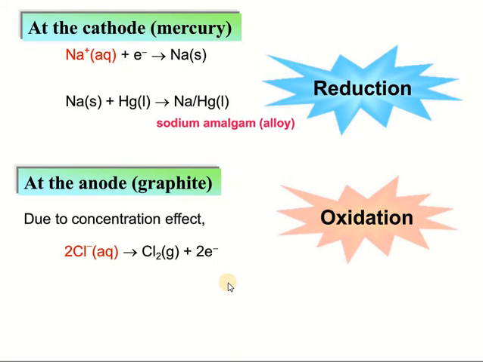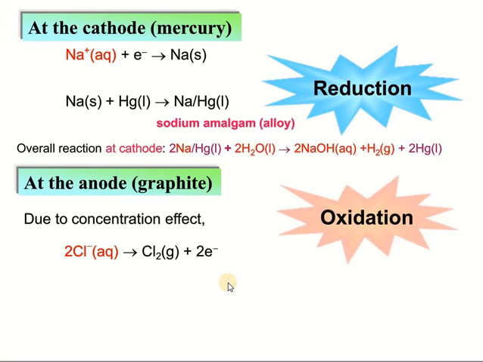Due to reduction, sodium metal joins with liquid mercury and forms sodium amalgam at the cathode. So in the overall reaction, sodium amalgam with water forms sodium hydroxide, hydrogen, and mercury. So sodium hydroxide and hydrogen are the results.